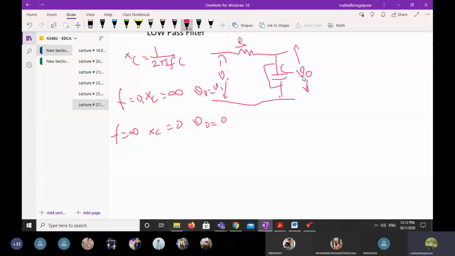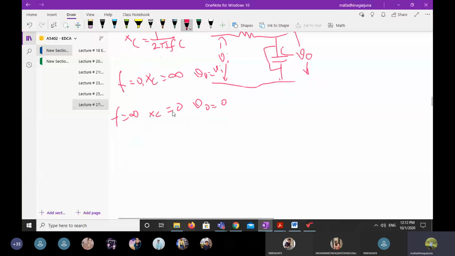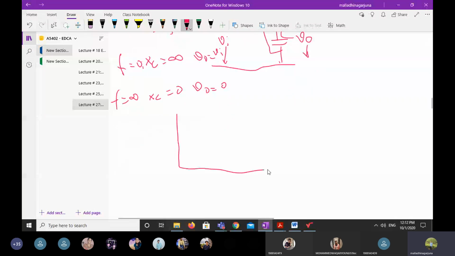If you draw the graph, this is AV and this is frequency. For low frequencies the gain V0 by Vi is 1, since V0 is equal to Vi. So 1 for low frequencies. As the frequency keeps on increasing, at frequency equal to infinity the output voltage is equal to 0. So this is 1.